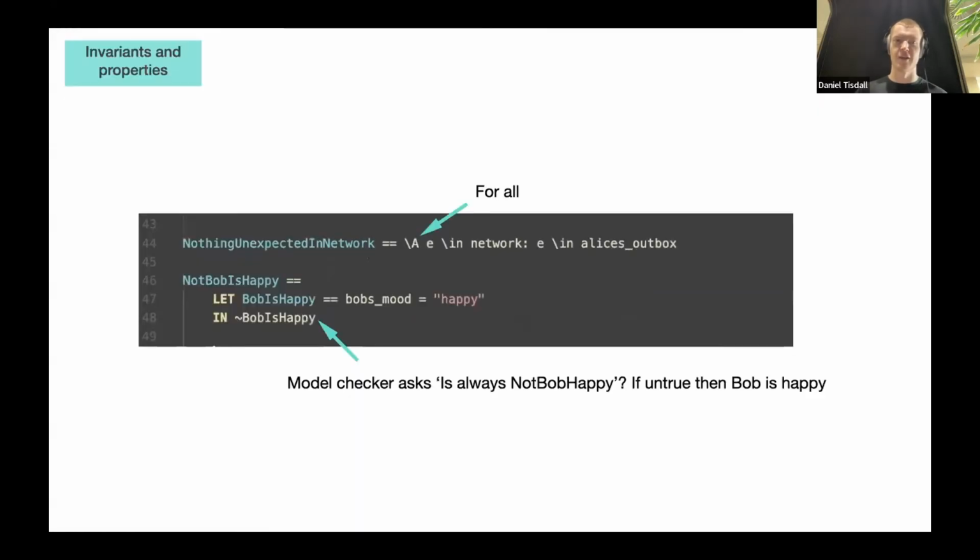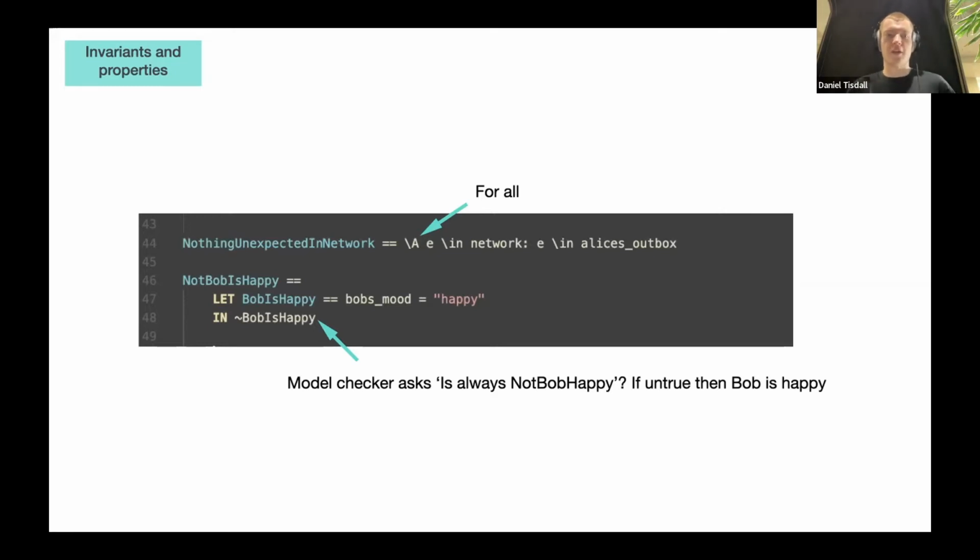Hope it made sense. And now we can check some invariants and properties. You check properties by specifying operators, where you define some logical condition over the state, and then you provide that operator to the model checker. For example, here we have nothing unexpected in network, the operator that says for all elements in the network, that element is also in Alice's outbox. By the way, this syntax is for all, /\A. It's saying what it says: nothing unexpected in the network. If something is in the network, then Alice must have sent it. We don't want it to appear by accident. I would say it's quite easy to see that this is true from the state transitions that we defined. Like I said, it's a simple example.